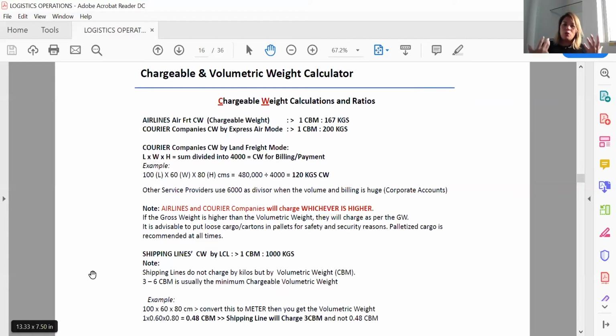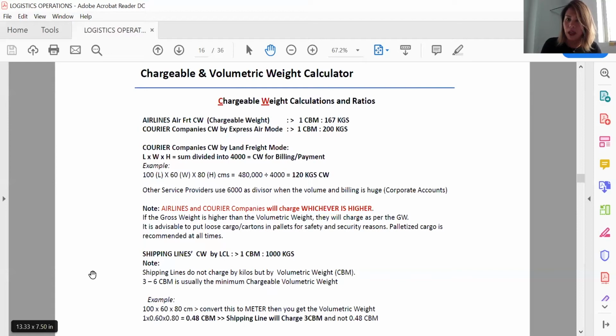So once you have received your quotation from them, you don't have to be mad saying, why are you charging me for 6 CBM when my cargo is only 1 CBM? Because obviously there is a minimum chargeable weight. So you have to also explain that to your client that, hey, the cargo is only 1 CBM, but the chargeable weight will be 6 CBM. So if it's 6 CBM, for sea freight, it's 6,000.